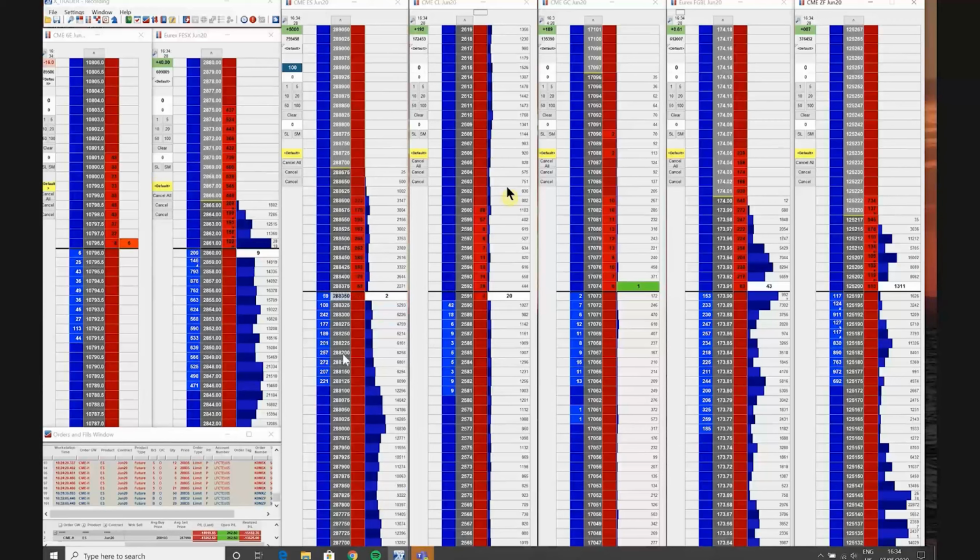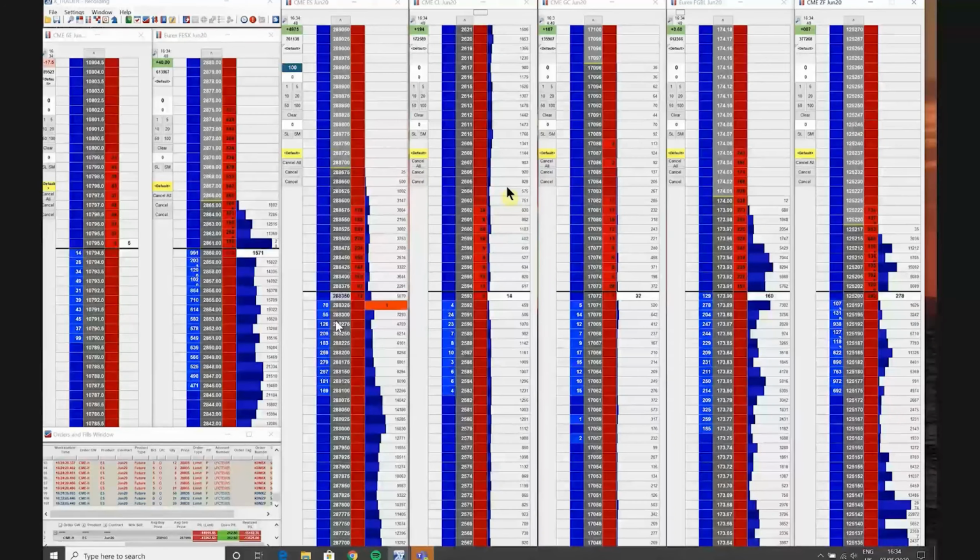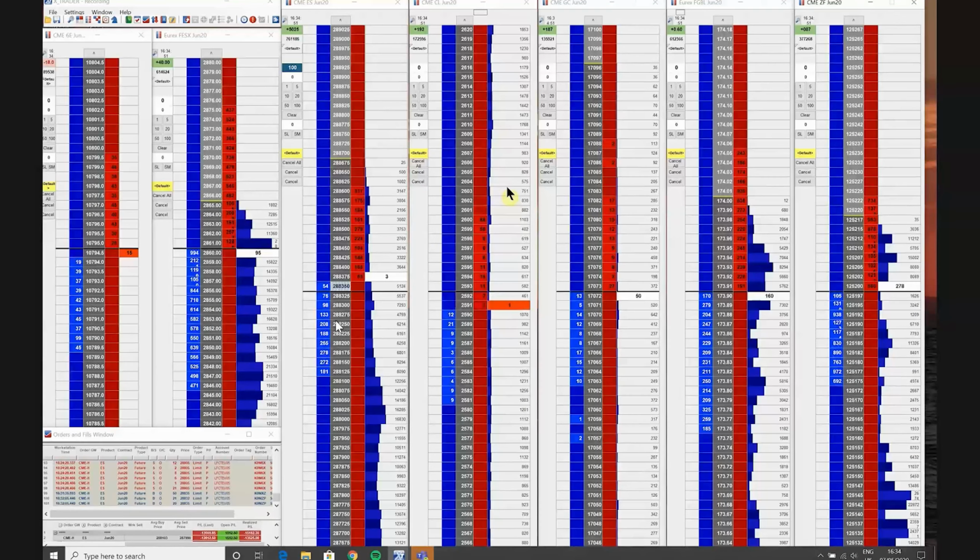Alright, so we've got a bit of selling coming in here, pushing back below our entry price. Can the market catch a bit of a bid?